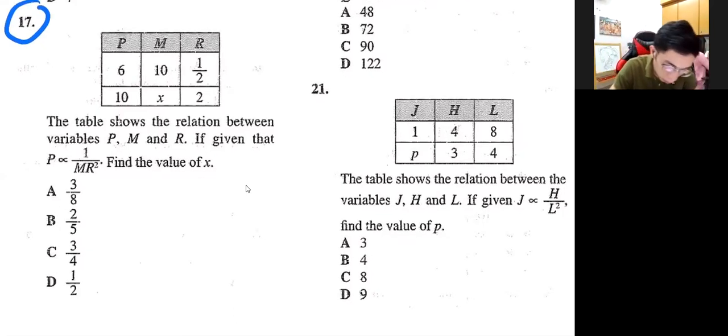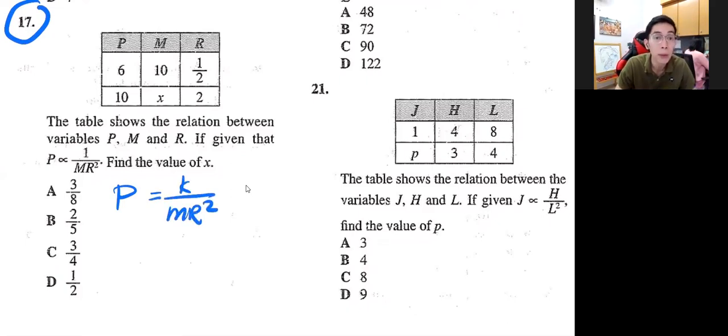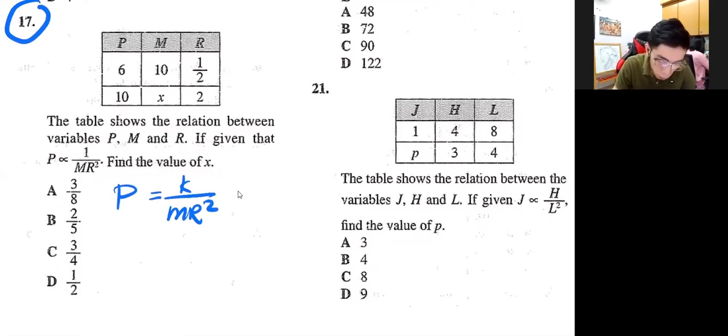Okay, now this one quickly. The table shows the relation between variables P, M and R. It is given that P varies, I put equals already. So k I straight away put on top, m r squared. This is the one. So Yongxi, let's compare and see if our question is correct or not. Okay, so now to get the k.